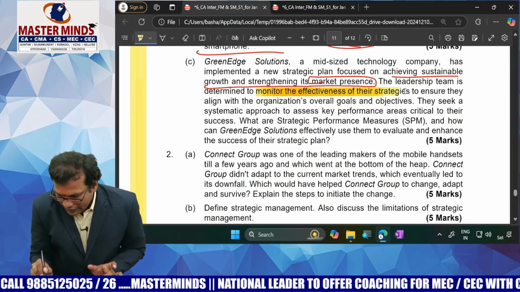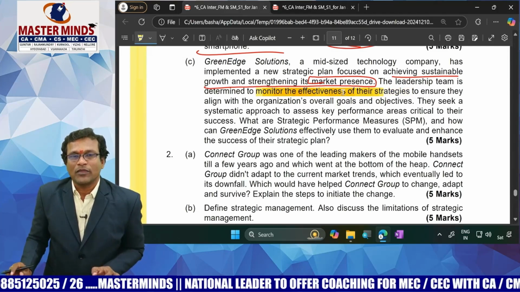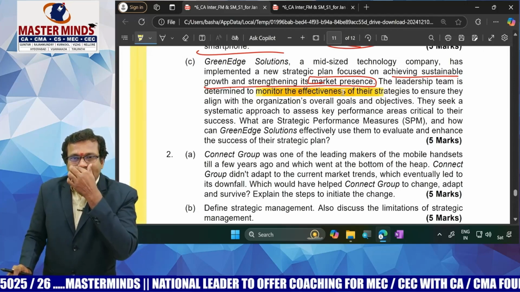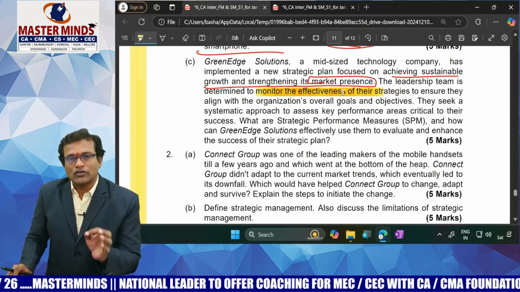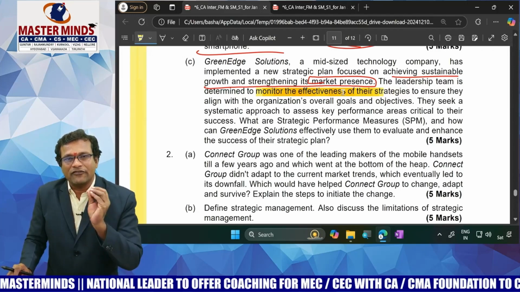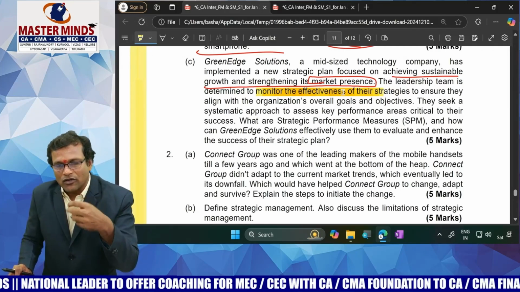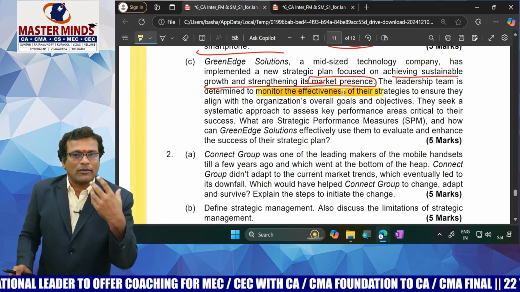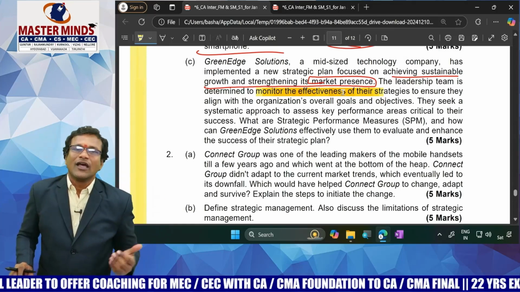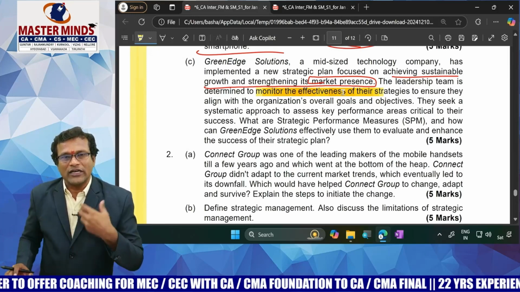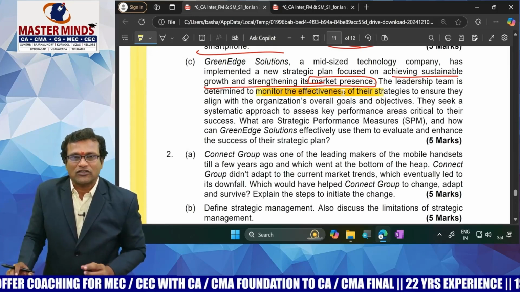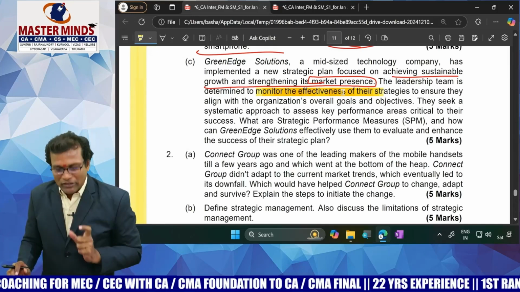Here is the actual keyword to be focused on. The leadership, or the top management, wants to monitor, wants to examine the effectiveness of their strategies. Sir, what do you mean by this phrase? It means you have already formulated some strategies. Why are you formulating strategies? To achieve some objectives. Did you actually achieve your objectives after strategy implementation? You are trying to measure that.